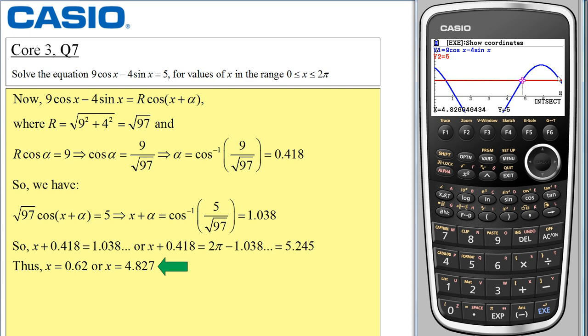You can see a further solution over here, but that's because I chose x to have a value larger than 2 pi. If I scroll to it, you can see it comes out as 6.9 something. Well, that's certainly bigger than 2 pi, and so I can ignore that one. Therefore, the calculator shows me that the two solutions are 4.827 and 0.62, and they're the ones that I worked out myself.